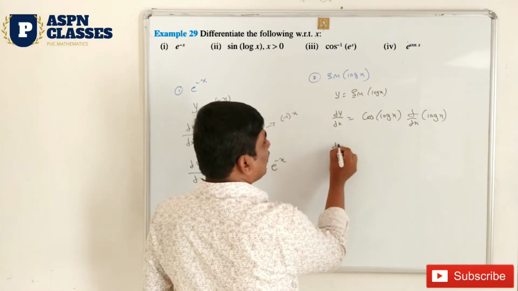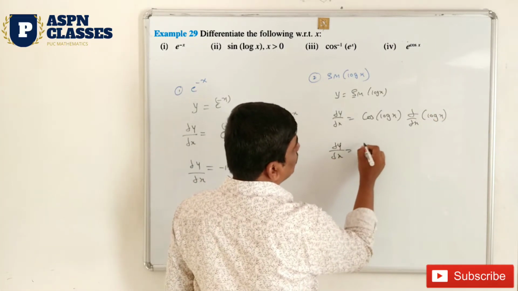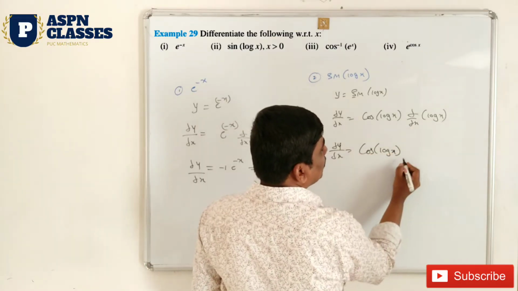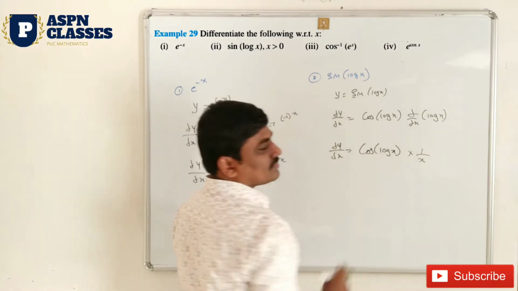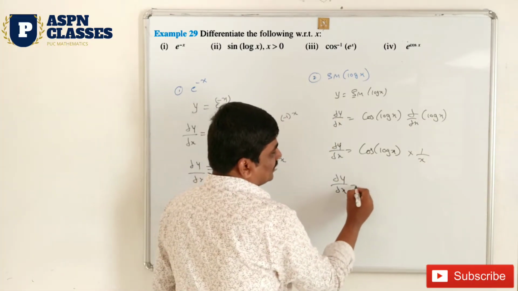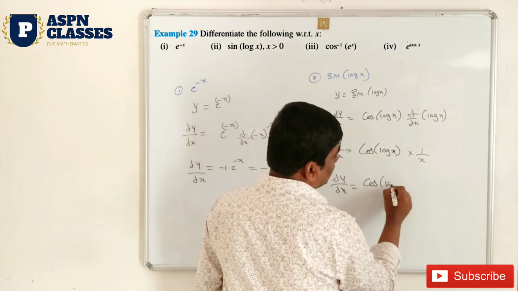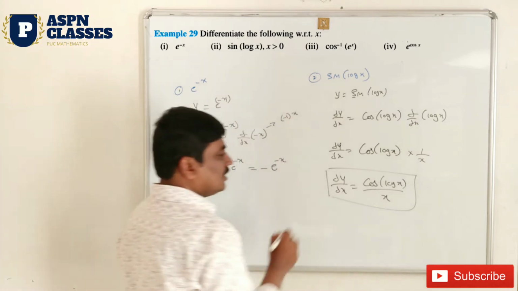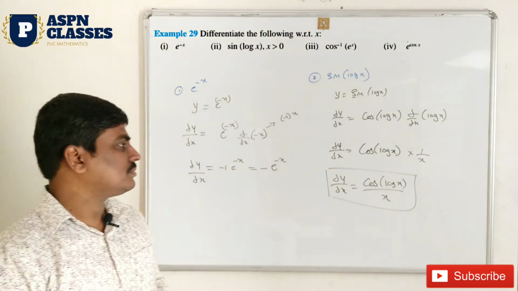Next step, dy by dx is equal to cos of log x as it is, you write it. The differentiation of log x is what? 1 by x, correct. And then finally you have to write it here, dy by dx is equal to cos of log x divided by x. So this is the last answer. It's a simple case.